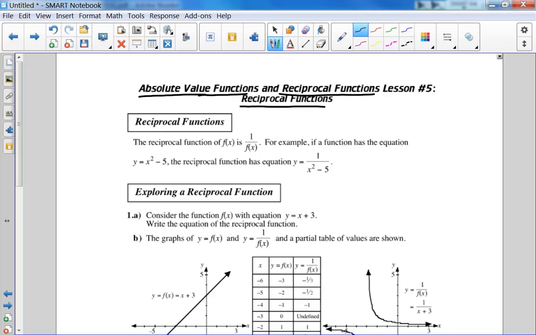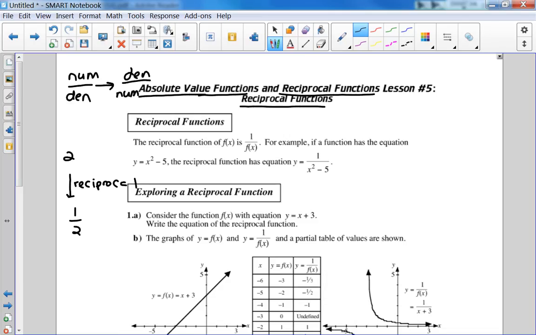So what is a reciprocal? If your number is 2, what's the reciprocal of 2? 1 over 2, right? So this is the reciprocal. And all you think to yourself is the numerator and the denominator will switch places. They just switch. You get the denominator over the numerator.